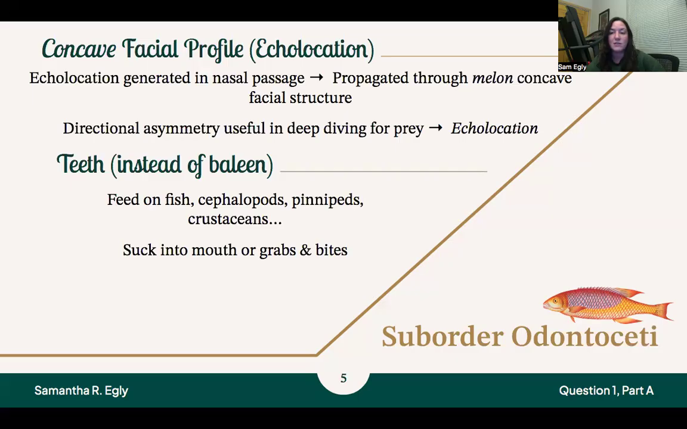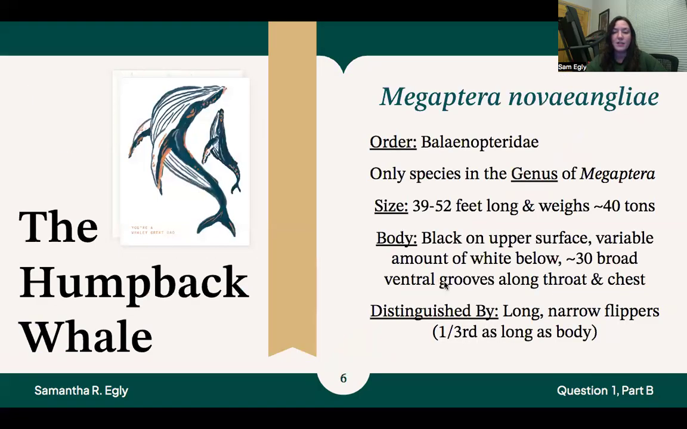So echolocation allows the toothed whales to dive deeper and search for food where light no longer reaches. This ability opens up new food sources. So they do not rely on their sense of sight, but rather on their sense of sonar to hunt prey. All right, so I chose the humpback whale.